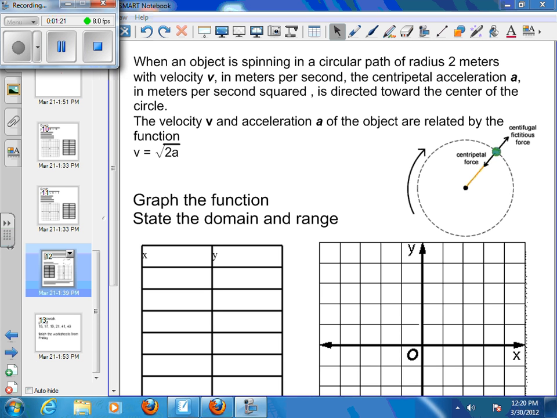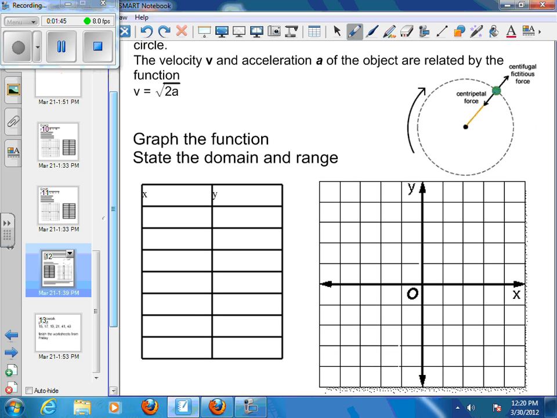So here's a more simple problem than what you would do in the real world, but it's kind of real world-ish. The velocity v and acceleration a of an object are related by the function v is equal to the square root of 2a. And again, our circle here has a radius of 2. If we just wanted to simply graph this function and state the domain and range, we'd be doing something similar to what we did in the last videos.